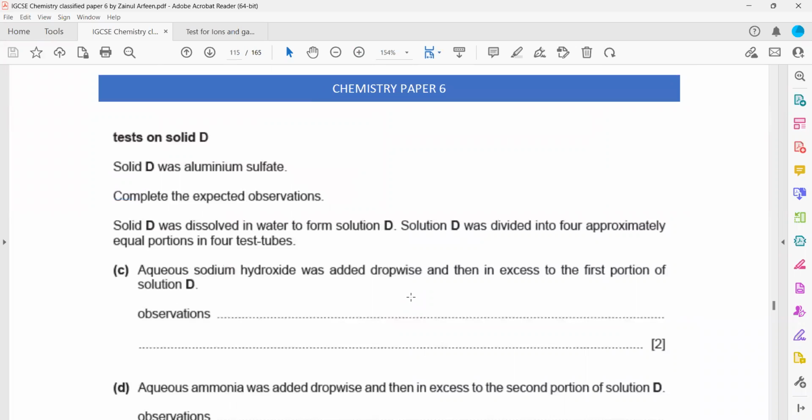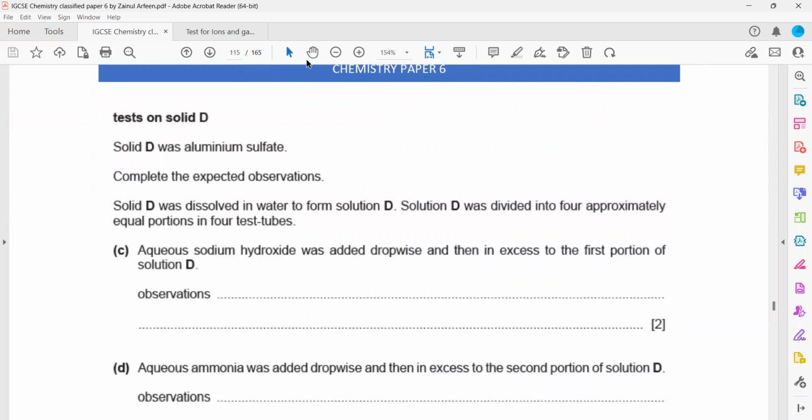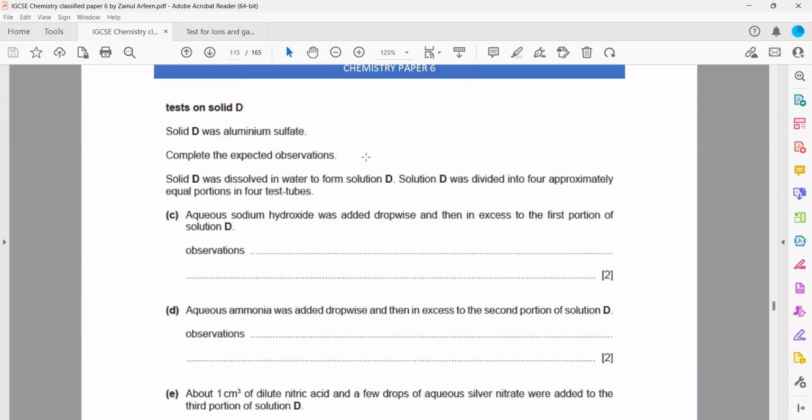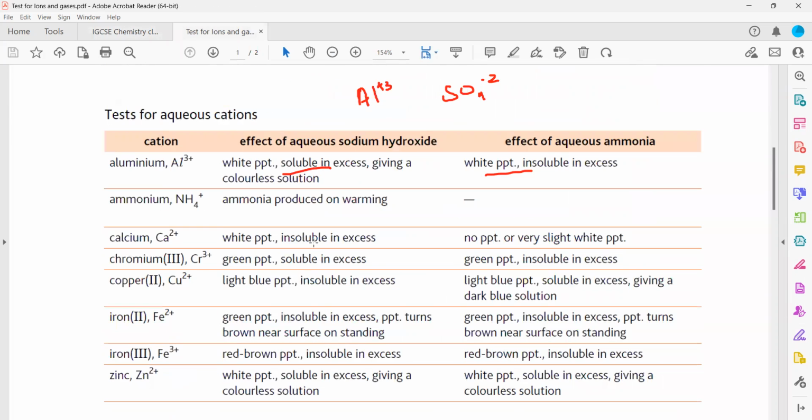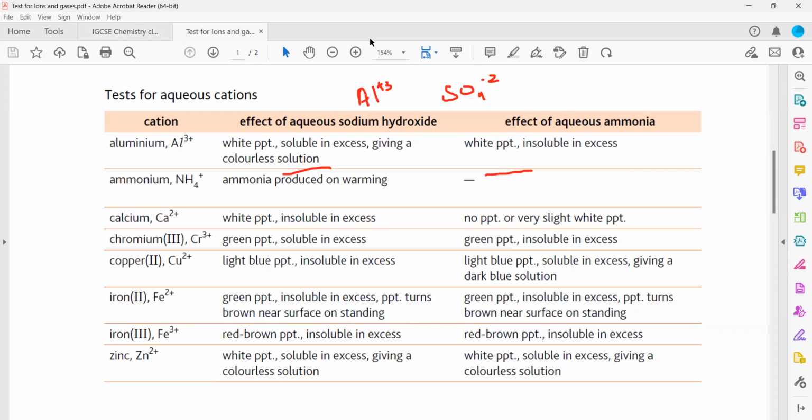Test on solid D. Solid D was aluminium sulfate. So they give you the name; sometimes you have to state the observations and sometimes you have to write the test. This contains aluminium ion and also sulfate ion. D was dissolved in water to form a solution and divided. Aqueous sodium hydroxide was added, then in excess. If aluminium is there, it will give a white precipitate which will dissolve to give a colorless solution.